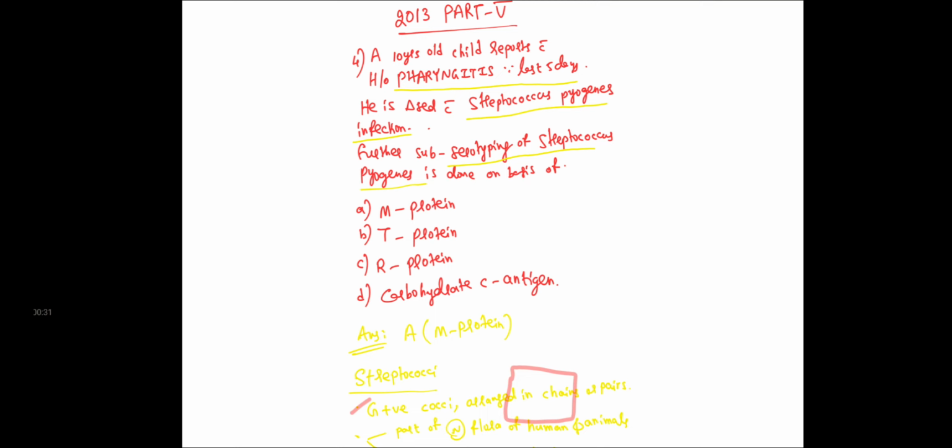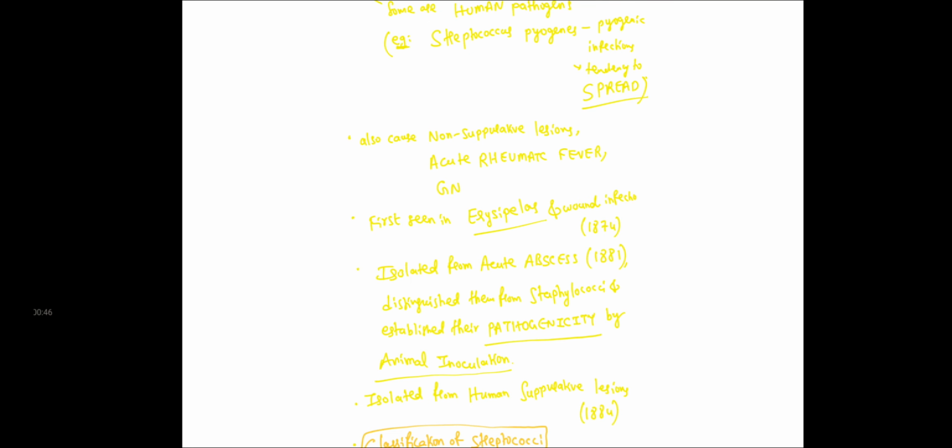Let's start the explanation. Streptococci are gram-positive cocci arranged in chains or pairs. They are part of the normal flora of humans and animals. Some strains of streptococci are human pathogens, for example Streptococcus pyogenes, which causes pyogenic infections.